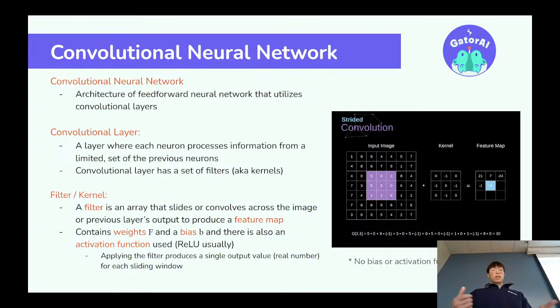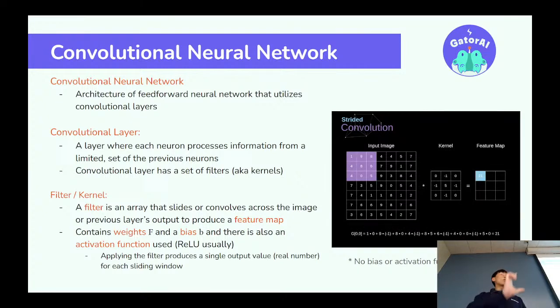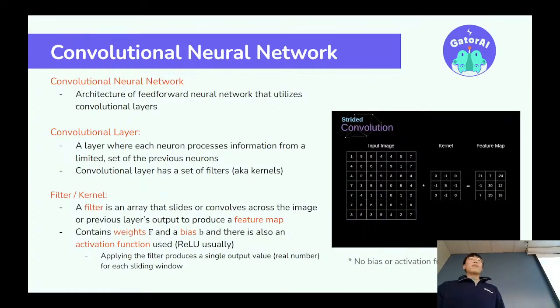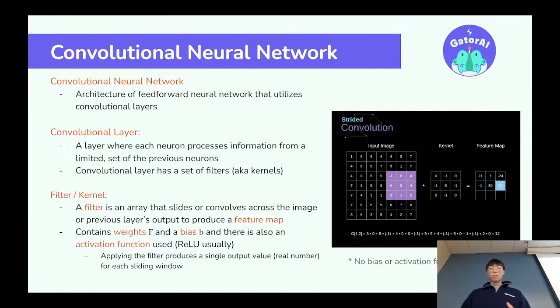Essentially what it does is generate a filter, or a kernel, which is an array that slides across the image, or we say convolves, across the image or the previous layer's output to produce a feature map. The kernel or filter contains weights and a bias usually, and also an activation function. And it produces what is called a feature map, which is essentially information about the input image.